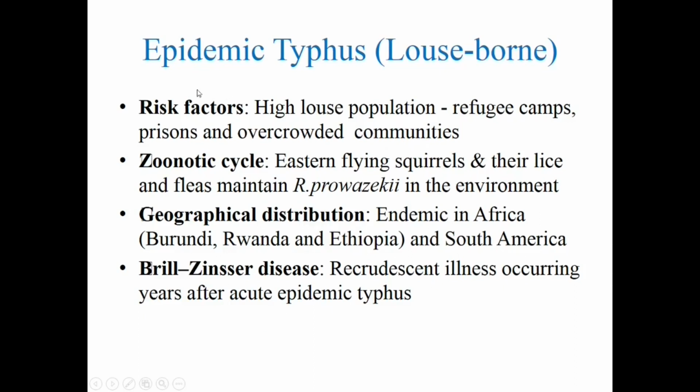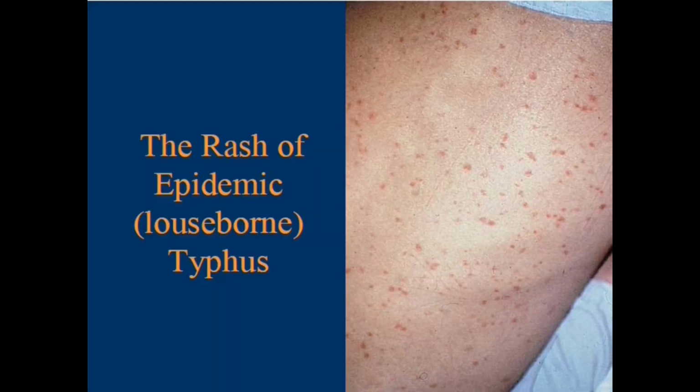You must remember, sometimes you may be asked, what is Brill-Zinsser disease? This is a recrudescent illness occurring years after acute epidemic typhus, that means incomplete clearing of the bacteria from the blood. So Brill-Zinsser disease is nothing but epidemic typhus, a kind of relapse which can occur very much later. This is how the rash of epidemic typhus will look, but it is very non-specific. Many rashes also appear like this.